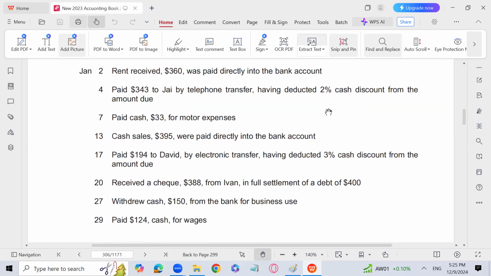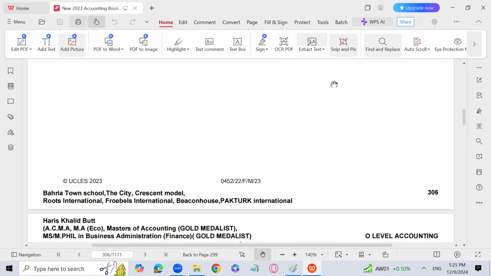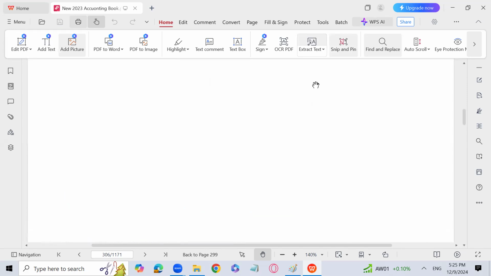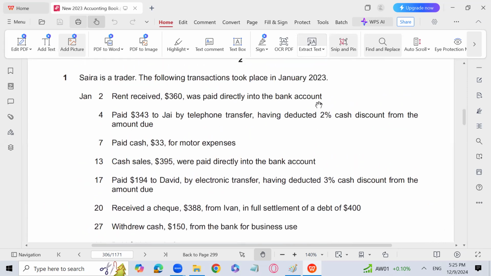So next question. Syra is a trader. The following transaction took place in January. This has come in February, March 23, 22. February, March 23 is basically IGCSE, and 22 variant is basically our variant. So February, March 23 it has come, and let's discuss that. Rent received was paid direct into the bank. So the entry is going to be bank debit, and rent income is going to be credited.